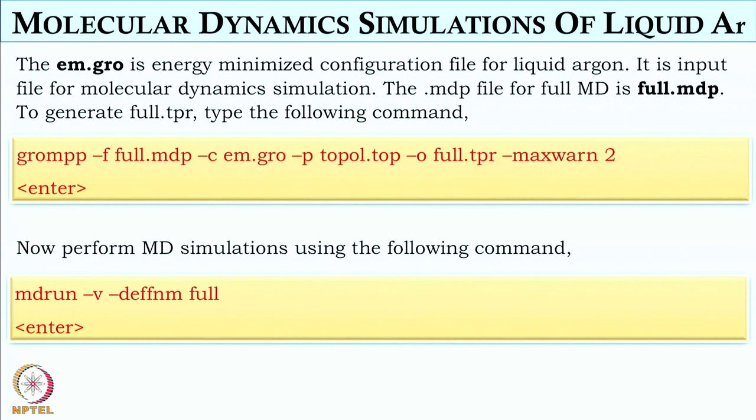And what are the differences in full.mdp and em.mdp? In em.mdp, we are not specifying whether we need to keep the temperature or pressure constant or not. We are not specifying after how many steps we are going to save the trajectory file, the coordinates or the velocities, or the way by which we are generating the velocities. For energy minimization, we don't need any velocity.